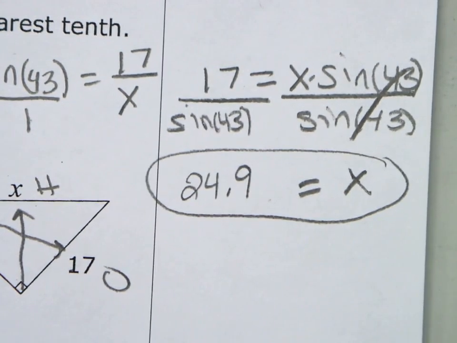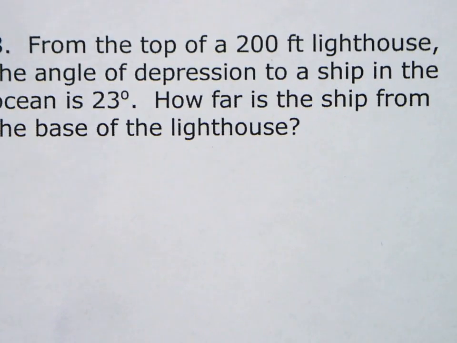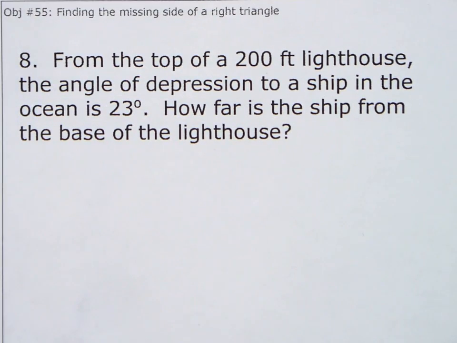All right. So those are the basic ones. Now we're going to do some word problems. A lot of you guys freak out over these word problems, but they're really not bad. I promise. They're very straightforward. I don't do crazy word problems. All you got to do is draw a picture. All right. From the top of a 200-foot lighthouse, the angle of depression to a ship at the ocean is 23 degrees. How far is the ship from the base of the lighthouse?